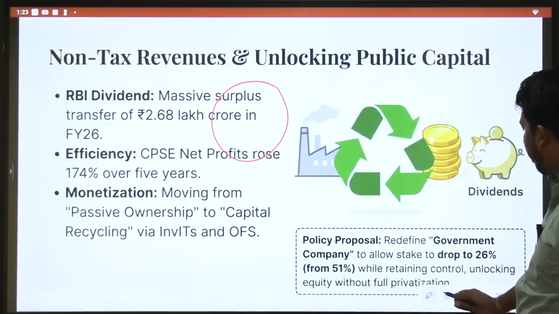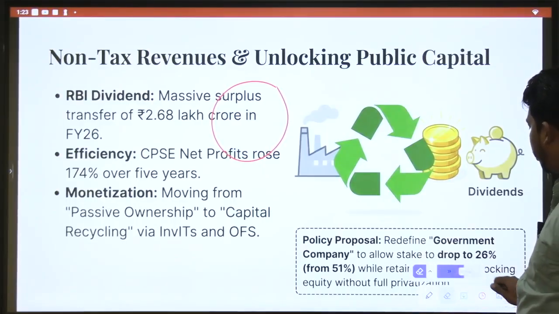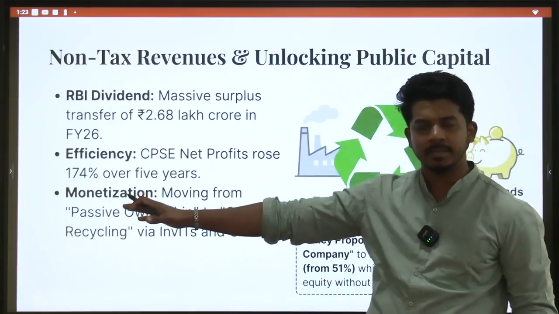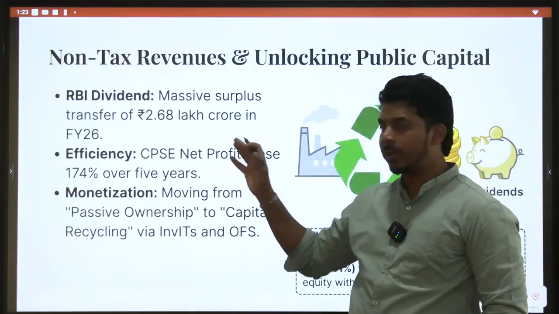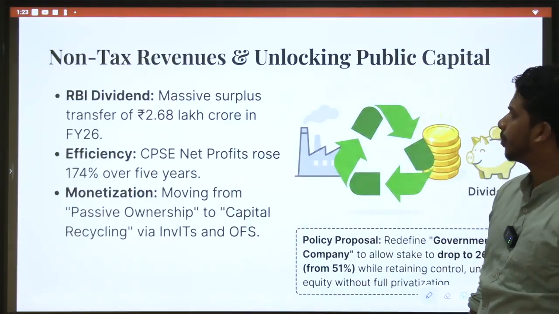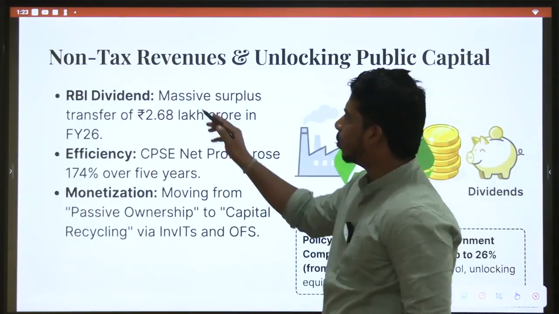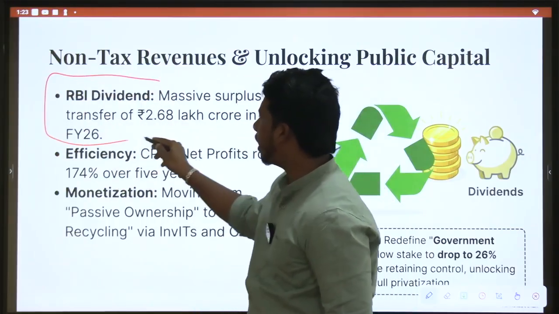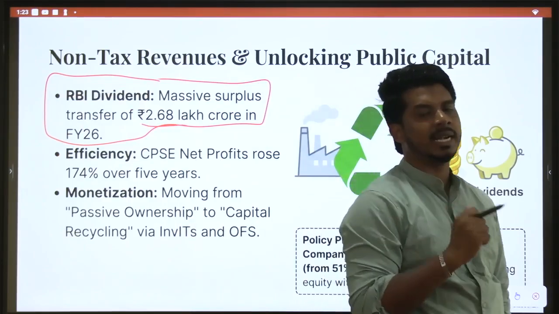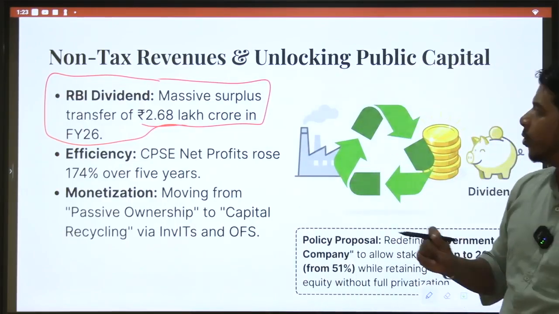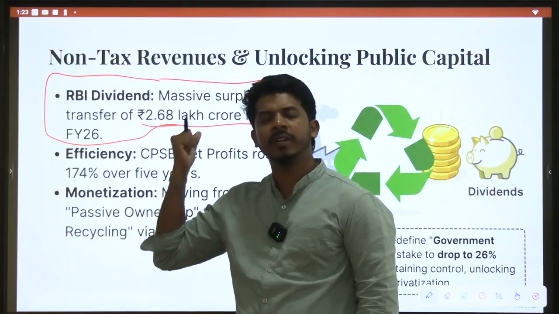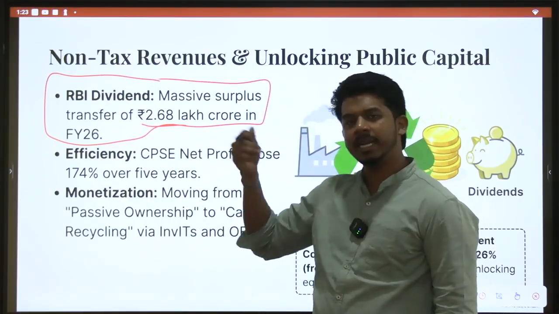So coming to the non-tax revenues. Okay, under tax we have seen direct taxes and indirect taxes. Now coming to the non-tax revenues. I told you every year RBI is giving so much dividend to the government of India. Recently RBI has given 2.68 lakh crore to the government, a very huge amount. Okay, just from RBI, the Central Bank of India, the government of India has received 2.68 lakh crore.